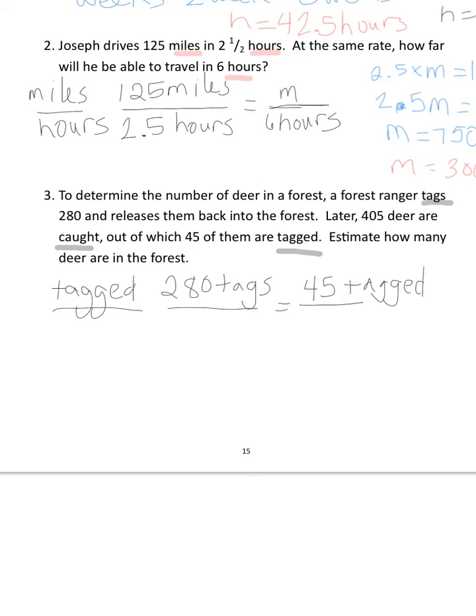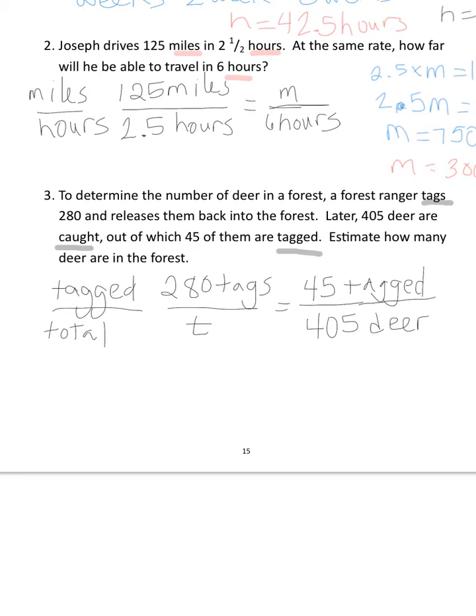So now we have to figure out where our variable is going to go and where that 405 is. 45 are tagged out of the 405. So 405 deer have to go here because 45 are out of the 405. It's that part of our whole, which means we are looking at the total number of deer. And in this case, I'm going to use T and hope that y'all can read it okay. And so we get that T is going to be total.